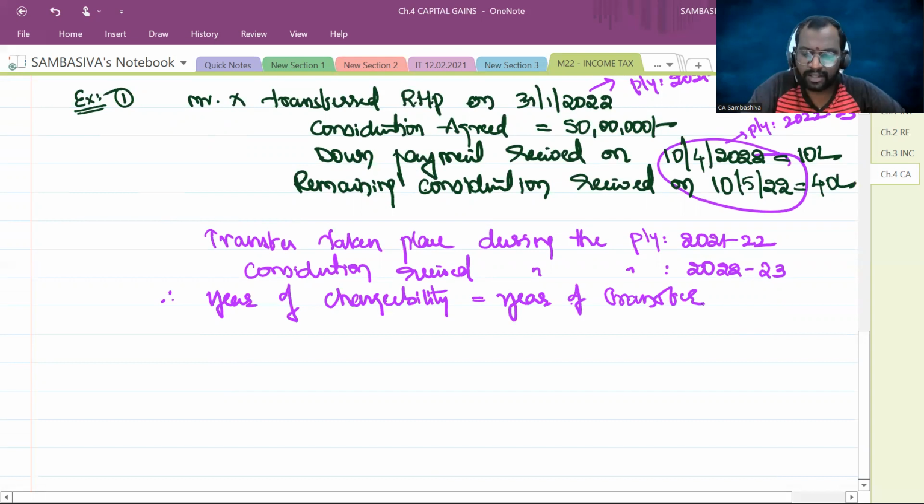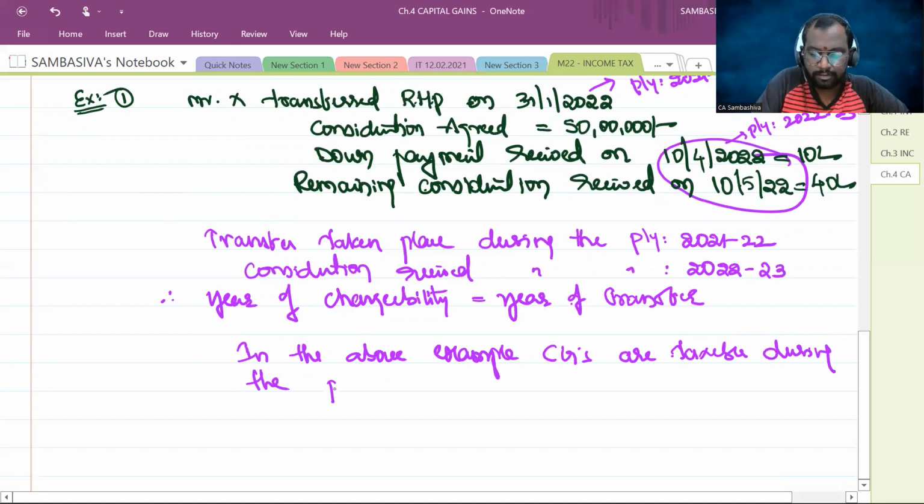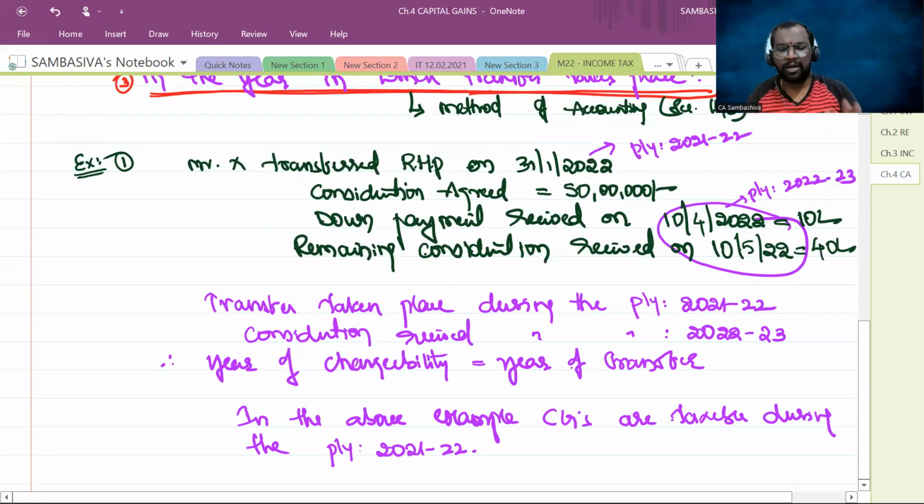Right, sir? So that means in the above example, capital gains are taxable during the previous year 2021-22. But you will get a doubt here, sir.